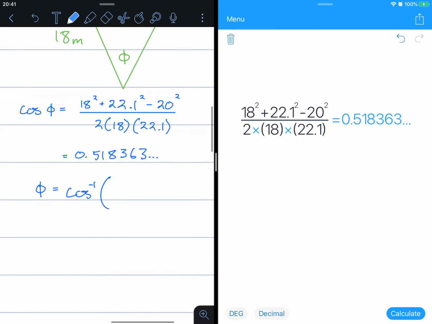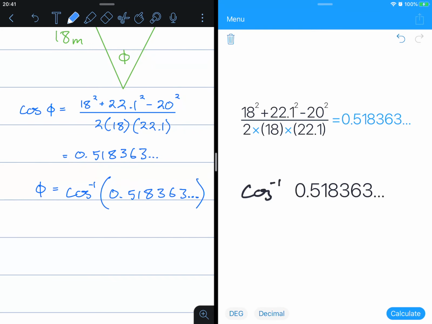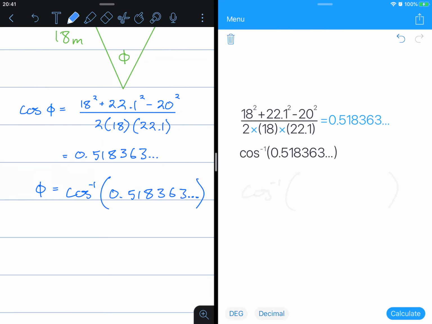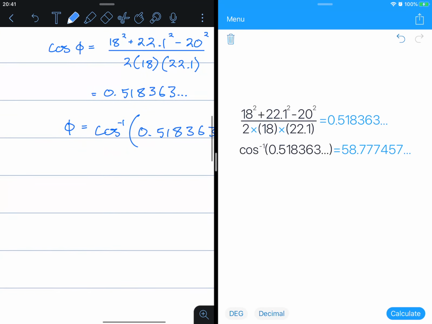So cosine inverse of 0.51833. And for this, I'm just going to take this answer and take the inverse cosine of that, which gives us 58.777, and we'll just round this off to approximately 59 degrees.